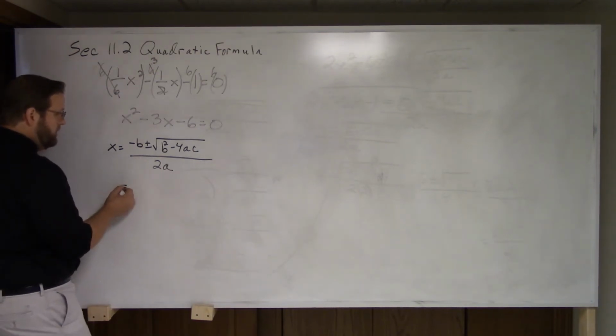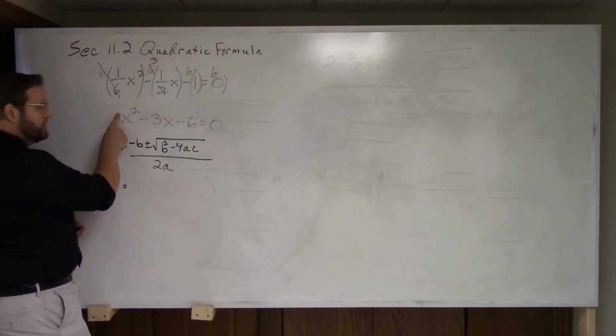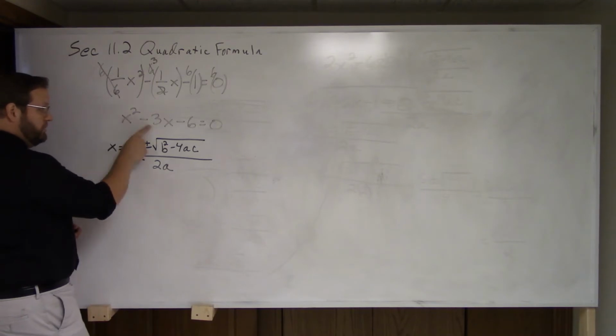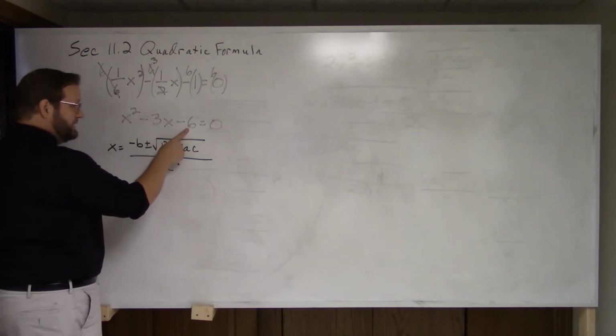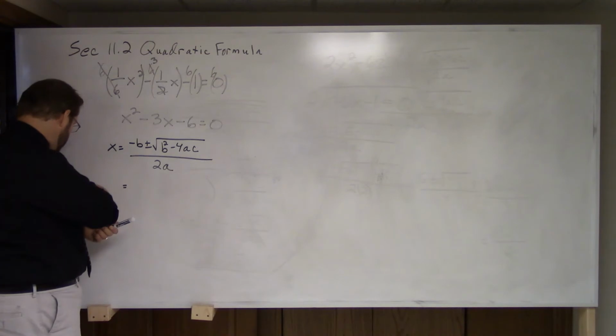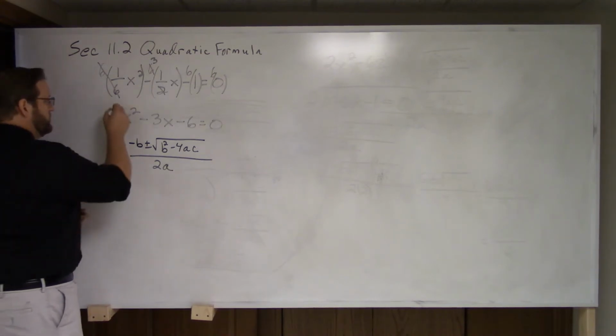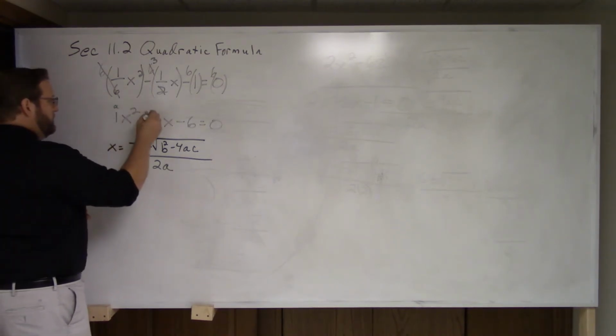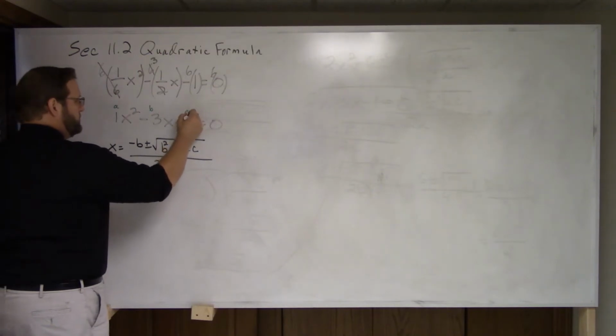So, remember, if there's nothing there, it's understood to be a 1. So a is 1, b is -3, c is -6. Let's write that down, actually. So we've got a 1 here for a. This is your b. This is your c.